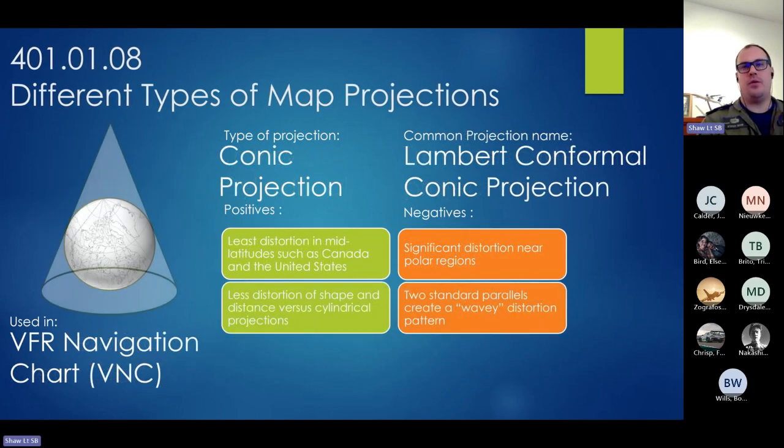So conic projection. The Lambert conformal conic projection is what we use. This is kind of like shining a flashlight behind the Earth, and you can see how it expands in a cone like a flashlight does. So it's the least distortion in mid-latitudes, such as Canada and the United States. Mid-latitudes meaning, remember the equator is 0 and the North Pole is 90. So for mid-latitudes in between that, it's great. Less distortion of shape and distance versus cylindrical projections. There's significant distortion near polar regions, and two standard parallels make a wavy kind of distortion pattern.